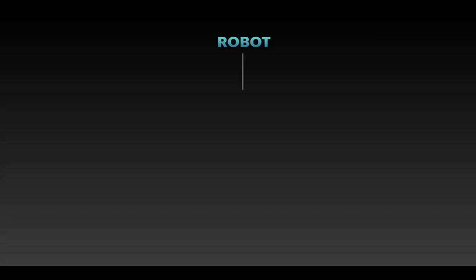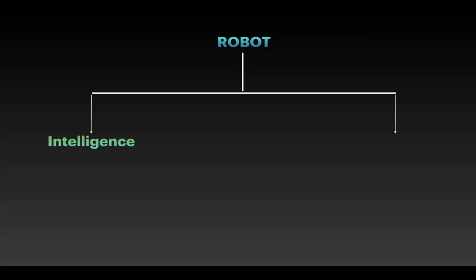So mainly we can categorize these robots into two parts, right? One is intelligence, and the other one is the machine part, right? You can categorize this in any way, but I would like to categorize the robot in this way, so this is much easier. There are other definitions as well, but this is much simpler, right?